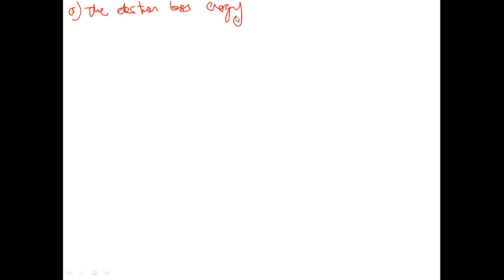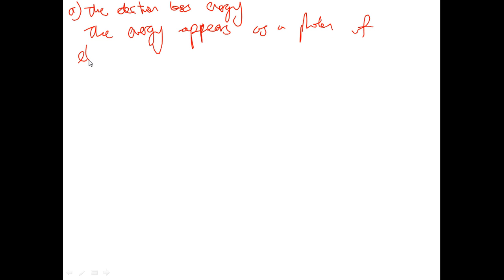Okay, so the energy appears, or you can say converts, as a photon of electromagnetic radiation.